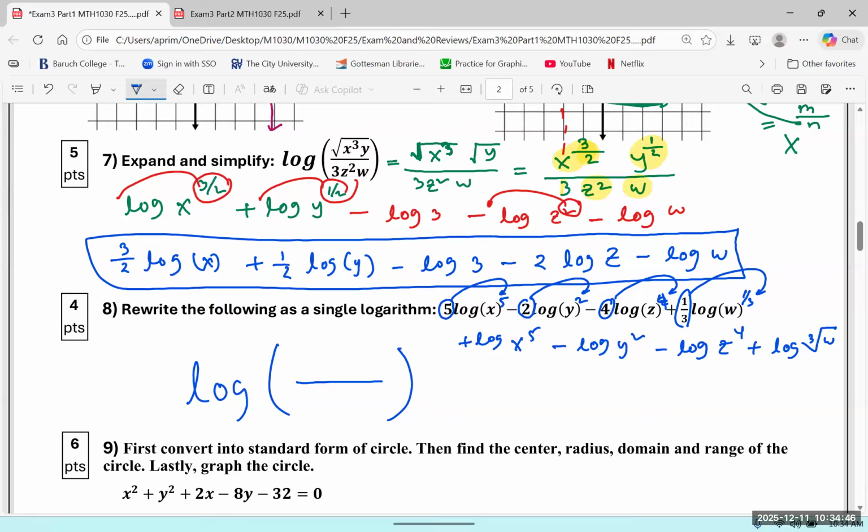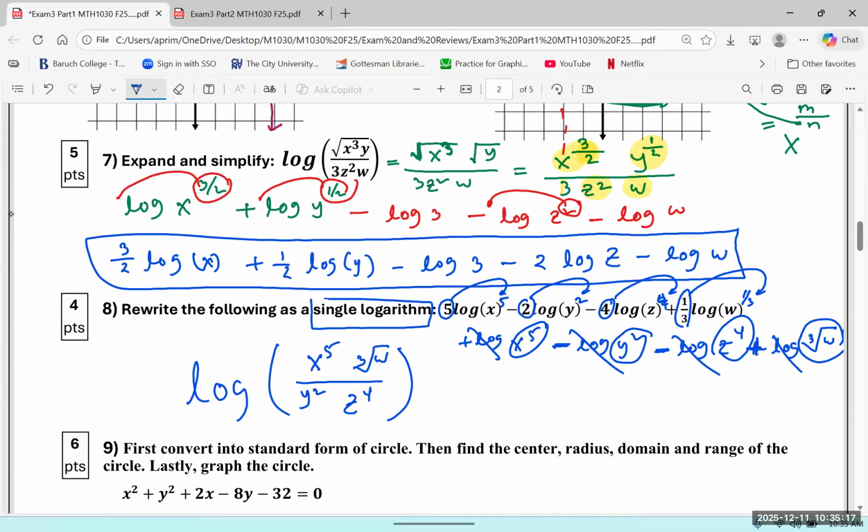Now this sign is plus, so it will go on the top. This sign is minus, that means it will go on the bottom. This sign is minus, so this is supposed to go on the bottom. This sign is plus, so this will go on the top. So basically you're canceling all the logs. You're not using all the logs, you're using only one log. That's why this is called a single log. Single means one. So you're putting 4 logs into one log and combining all the arguments together.